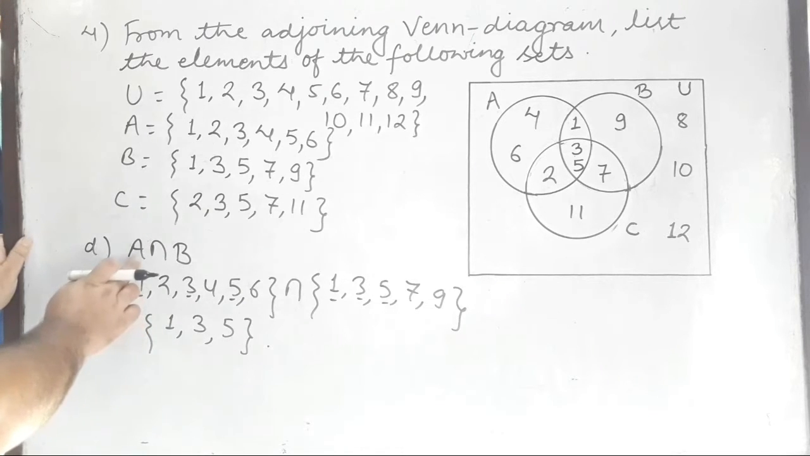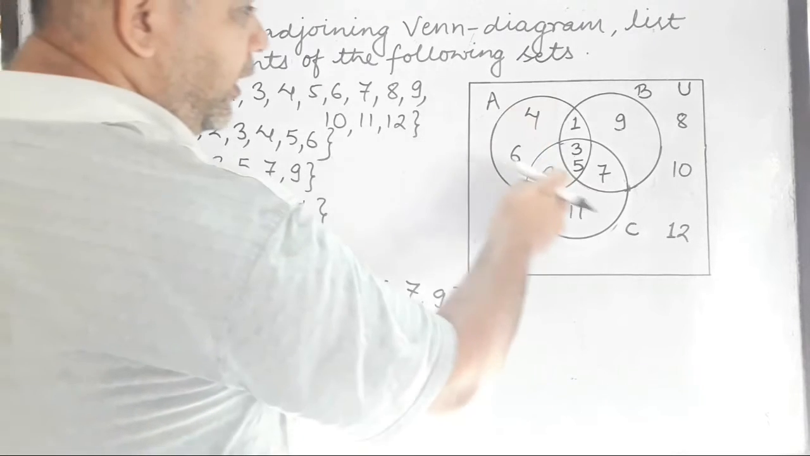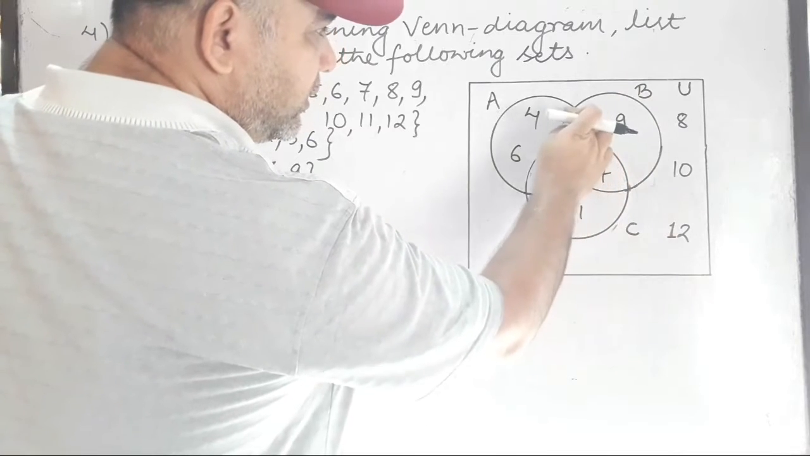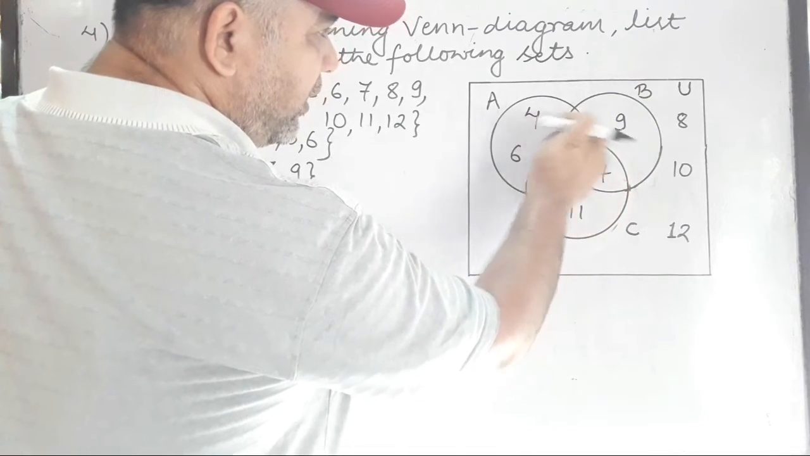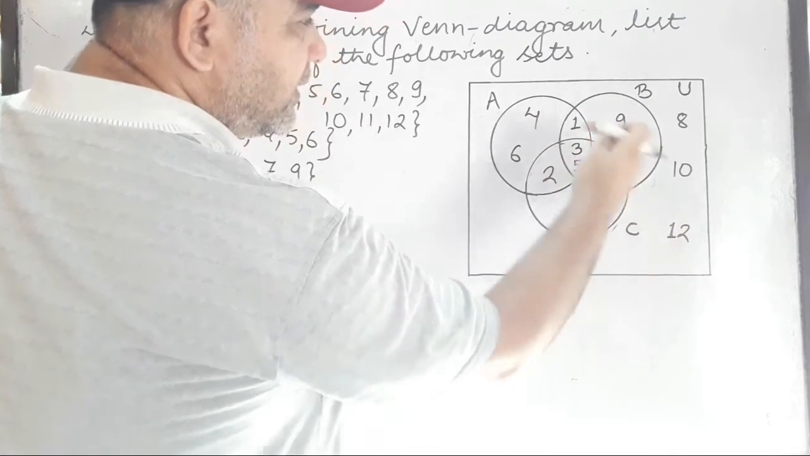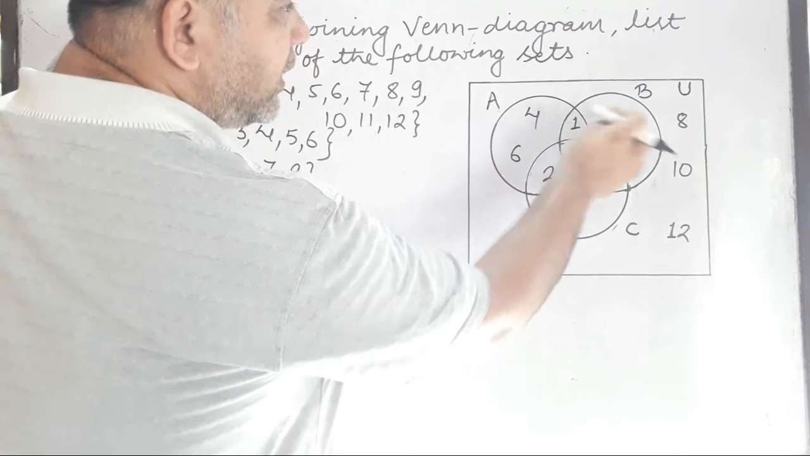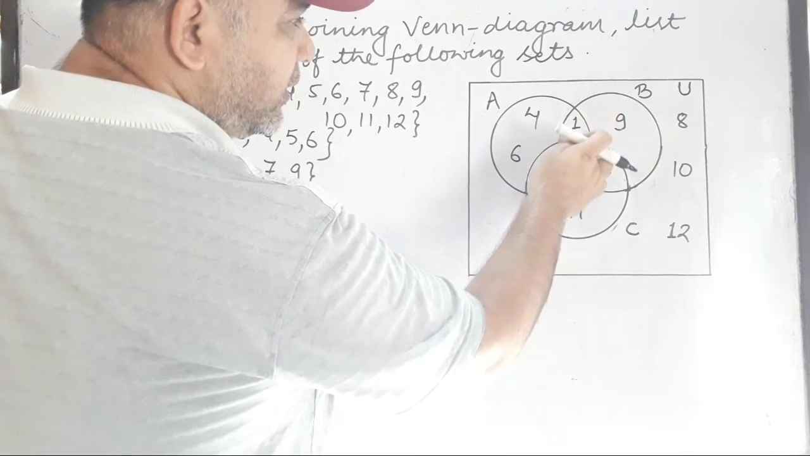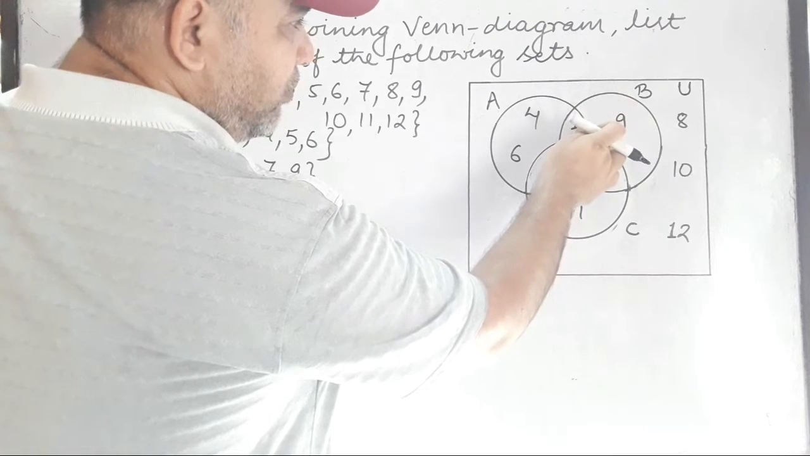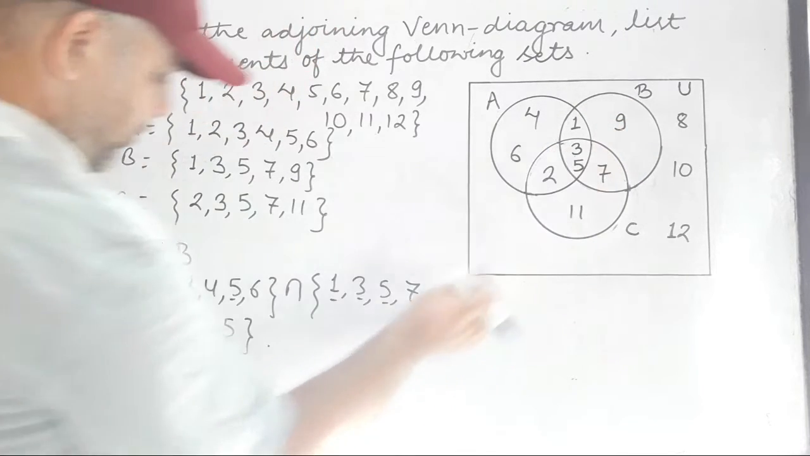So in the figure, A intersection B. This is the common part of A and B. Ignore the set C. Just focus on the sets A and B. So we get this part, that is the elements 1, 3, 5, which we got here.